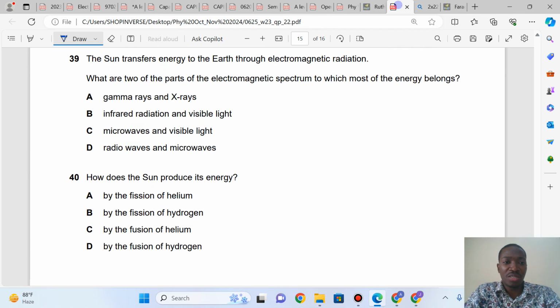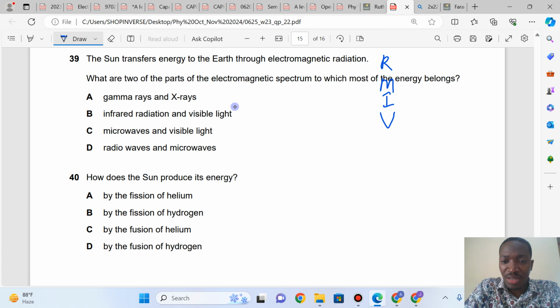We go straight to question number 39. The sun transfers energy to the earth through electromagnetic radiation. What are two of the parts of the electromagnetic spectrum to which most of the energy belongs? Electromagnetic spectrum, we have radio waves, microwaves, infrared, visible light, ultraviolet, X-rays, then gamma rays.